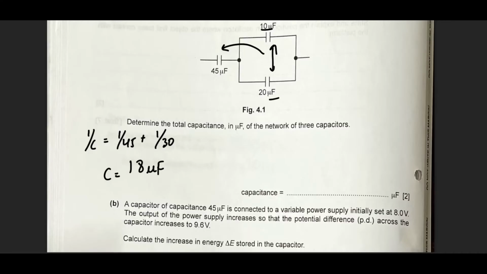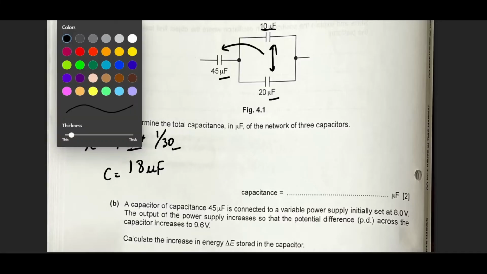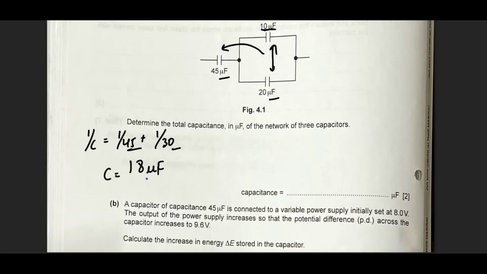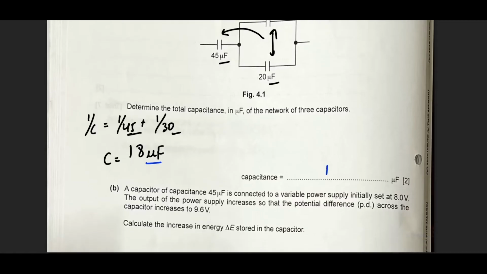Do we need to include microfarad in these calculations? No, because everything is in microfarad. You can simply use them without microfarad and add micro at the end. So this is going to be 18 microfarads.